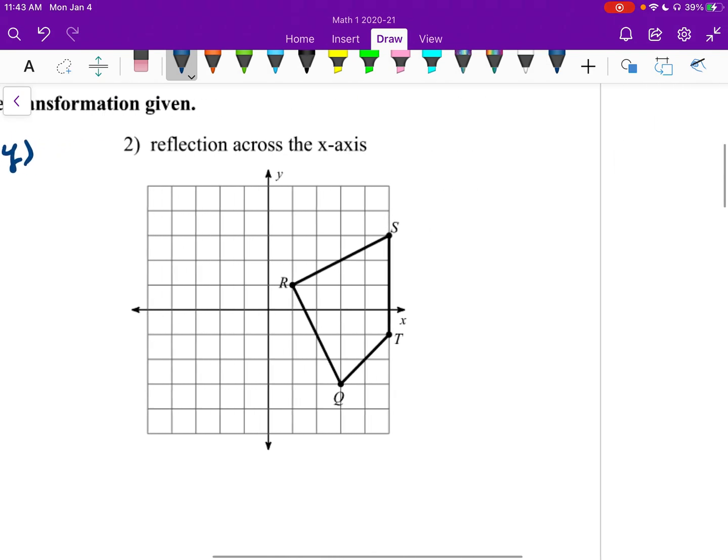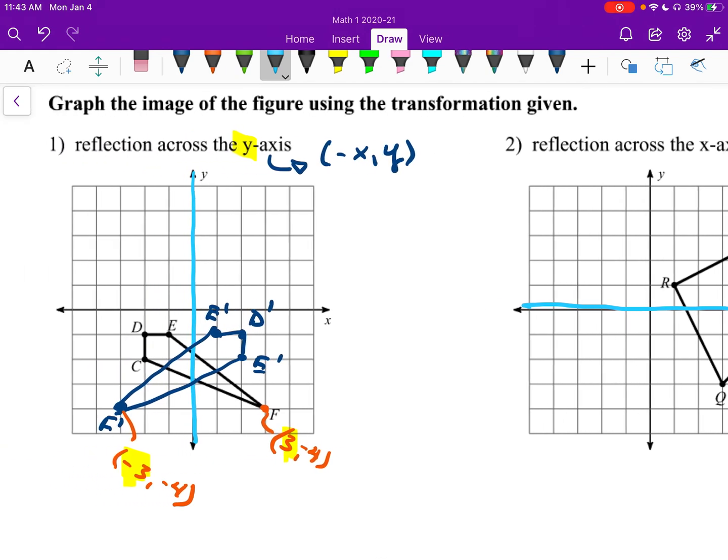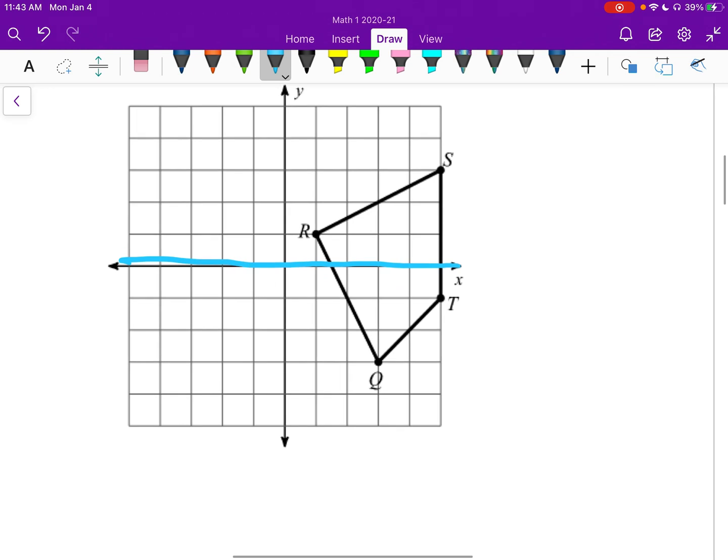Let's look at number 2. We're reflecting over the x-axis this time. So the x-axis is the horizontal axis. I'm going to do it the same way that I did number 1, only this time instead of counting left to right, I'm counting up to down. So we'll start off with point R. R is 1 unit away, so it's going to be 1 unit below. Q. Q is 3 down, so now it's going to be 3 up. So Q prime. We'll do S next. S is 3 up, so I'm going to go 3 down. Here will be S prime.